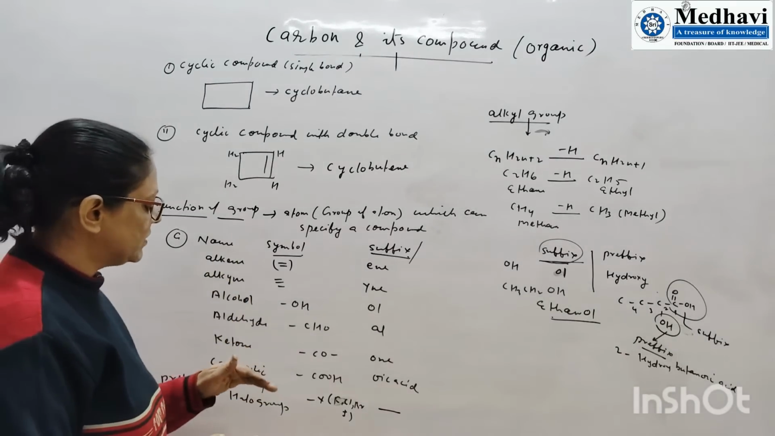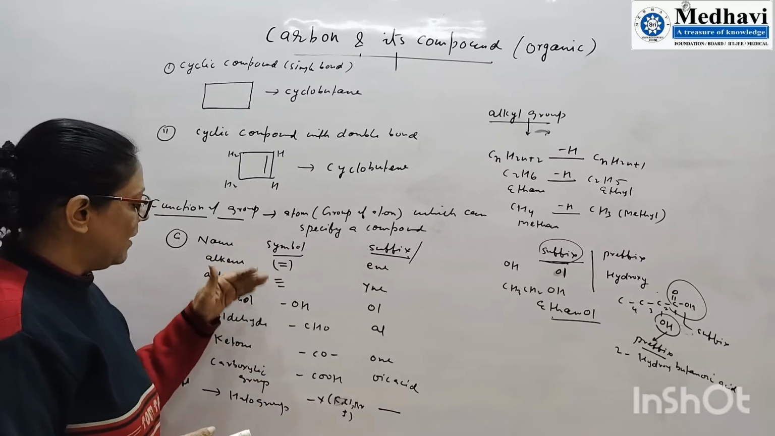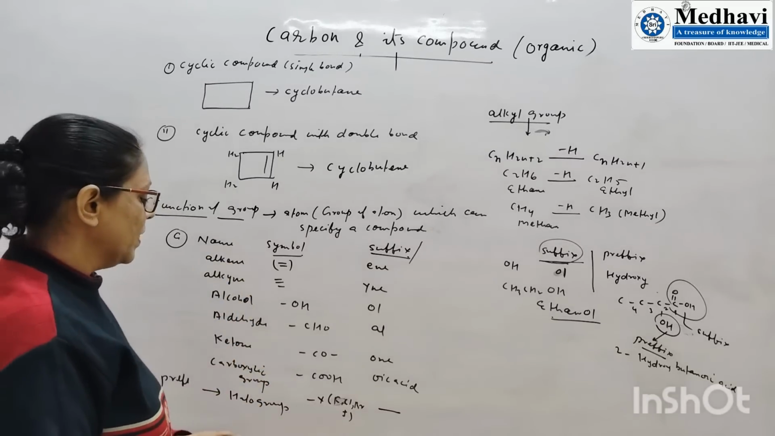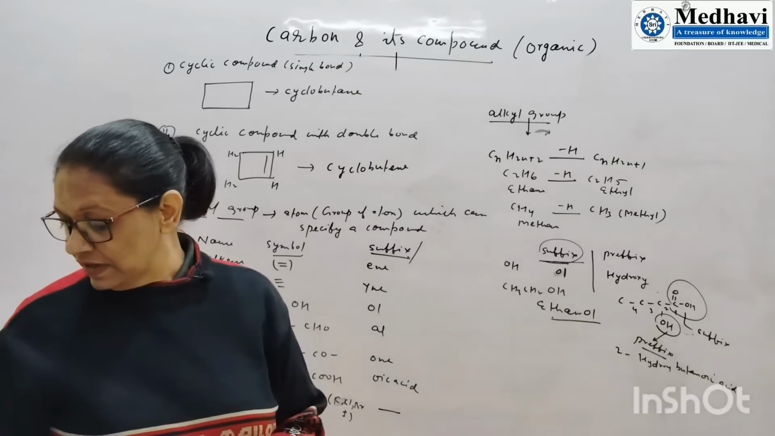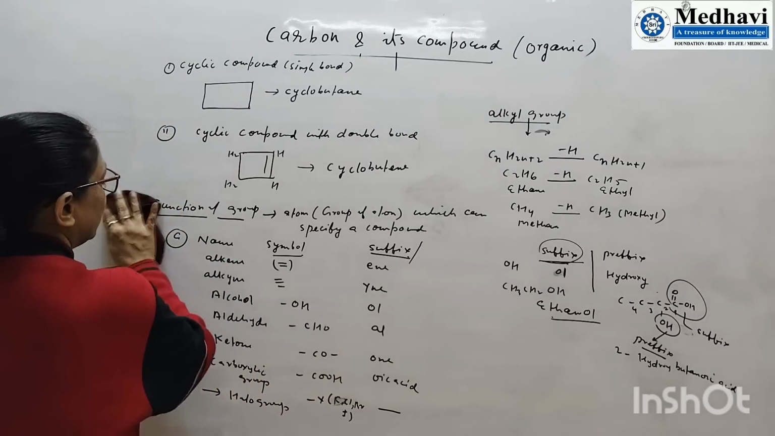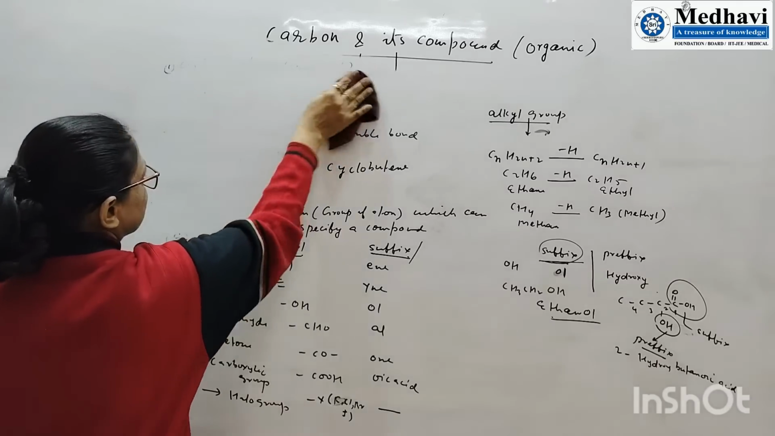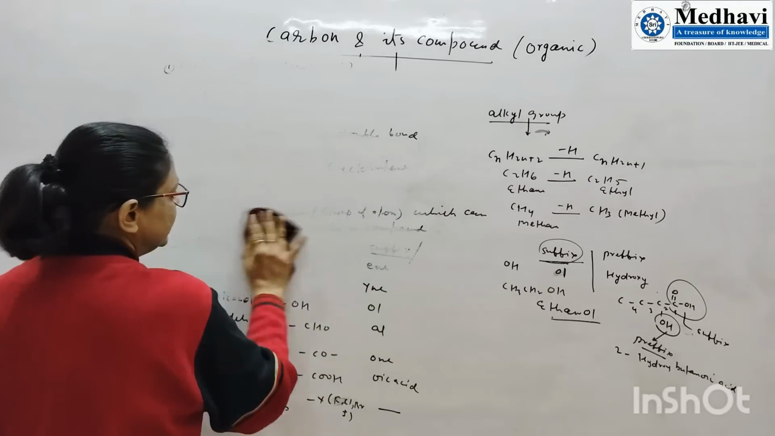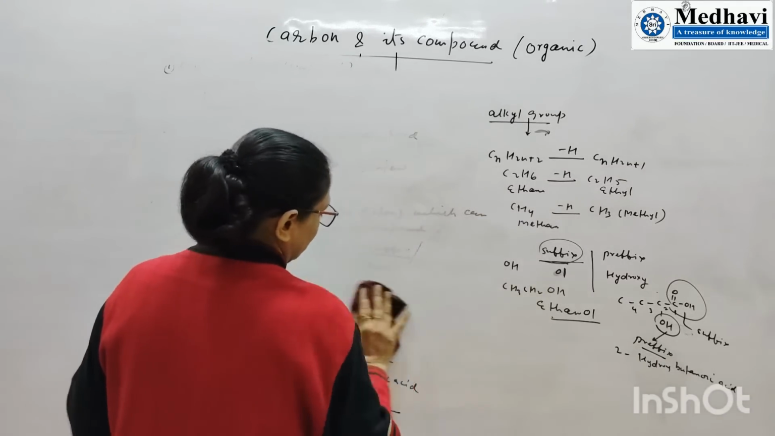Up to standard 10, we have to see only these functional groups, and you have to go in detail only about these and focus only on the suffix part. You don't need to discuss the prefix part. Only the halo group is used as a prefix group.